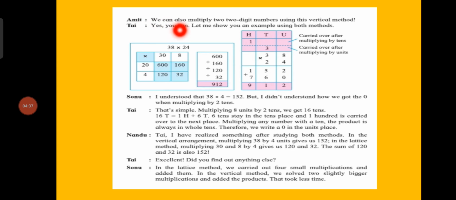Amit: Tai, we can also multiply two-digit numbers using this vertical method. Tai: Yes, you can. Let me show you an example using both methods. Now here 38 multiplied by 24. First we have multiplied using the lattice method. Then here we have multiplied using the vertical method. So the answer comes 912.